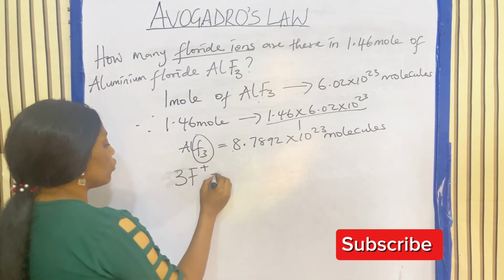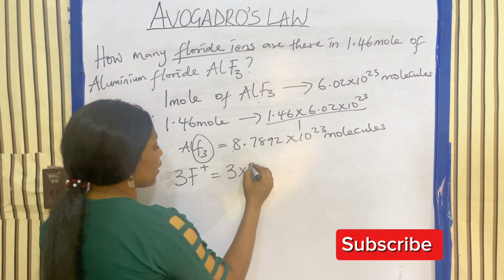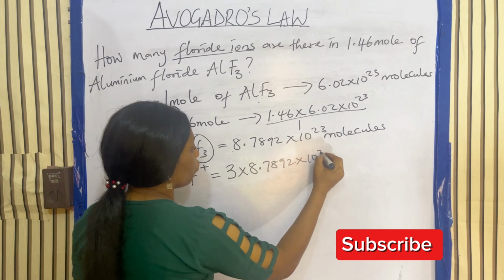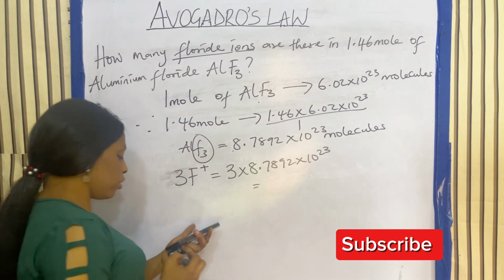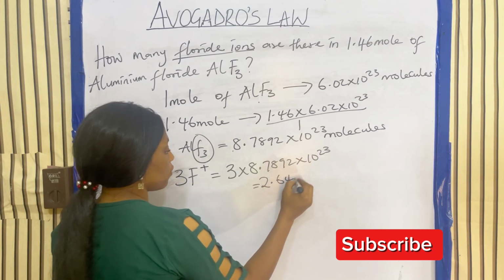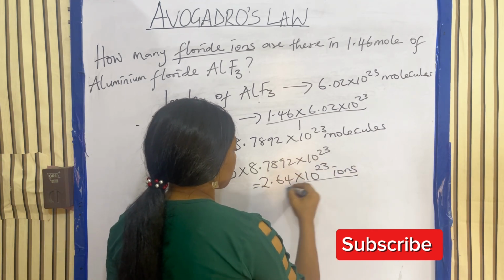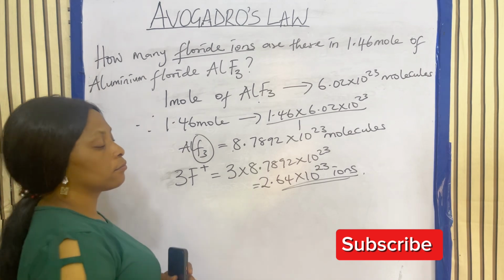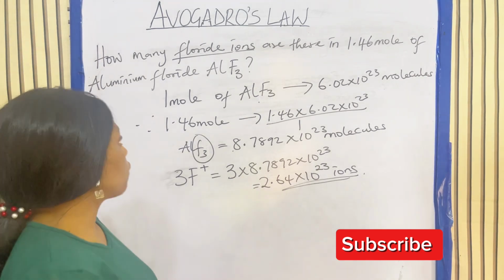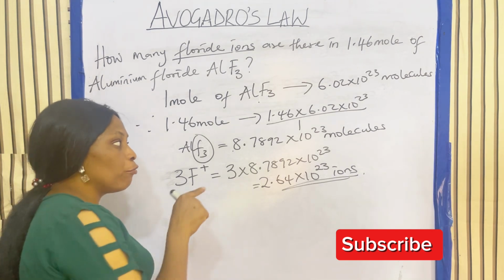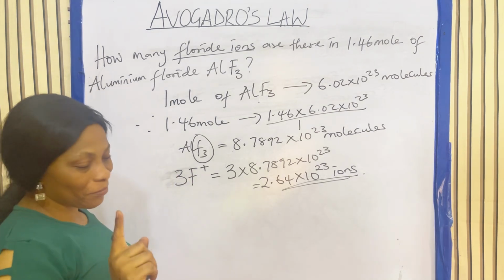So all you need to do is to simply multiply it by the number of molecules we already got. And that will give us what? 2.64 times 10 raised to power 23 ions. Take note, what you are asked here is fluoride ion and not aluminium fluoride. Please take notes.